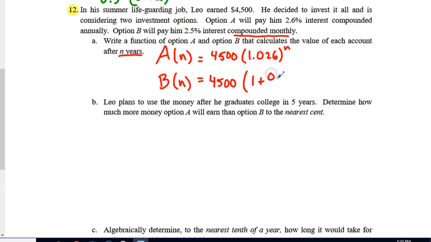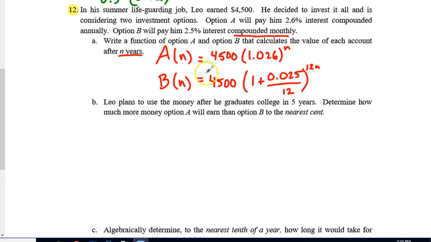So like at the end of January, I got to get this right. Got to get that decimal slid over. Let me try again with that. 0.025 divided by 12. All right. So he's going to get a 12th in January, a 12th in February, etc. But he's going to get it 12 times every year. So to the 12n exponent. There are our two functions.